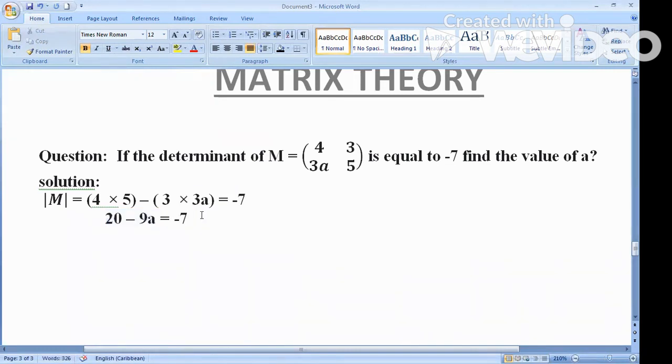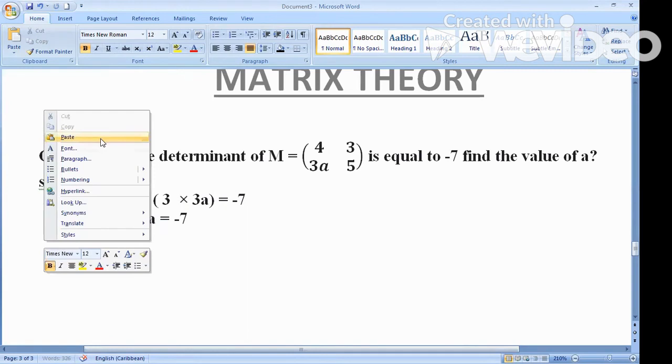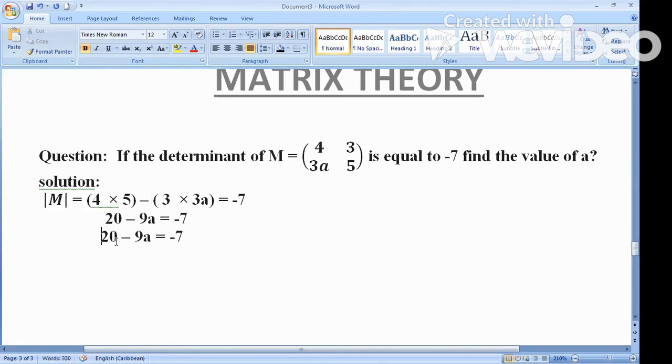So that will go away. So what is left is -9a equal to -27. Am I correct? Yes, sir.